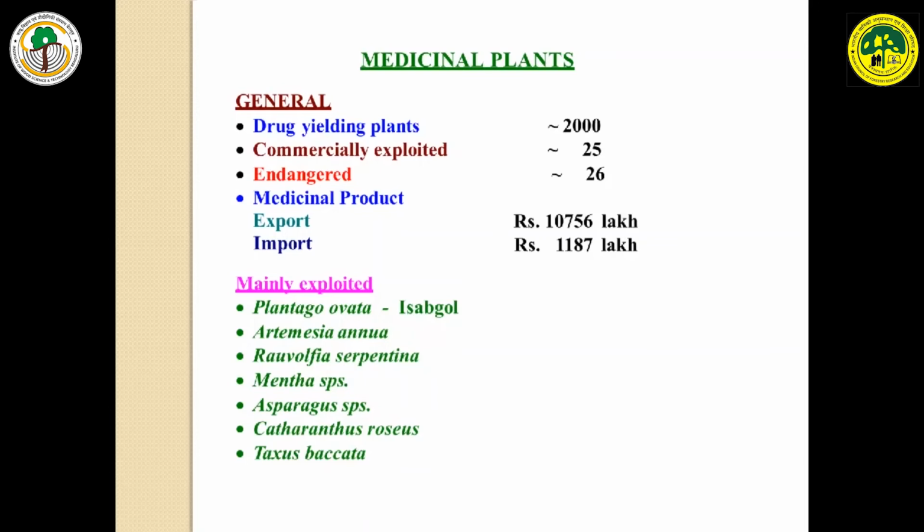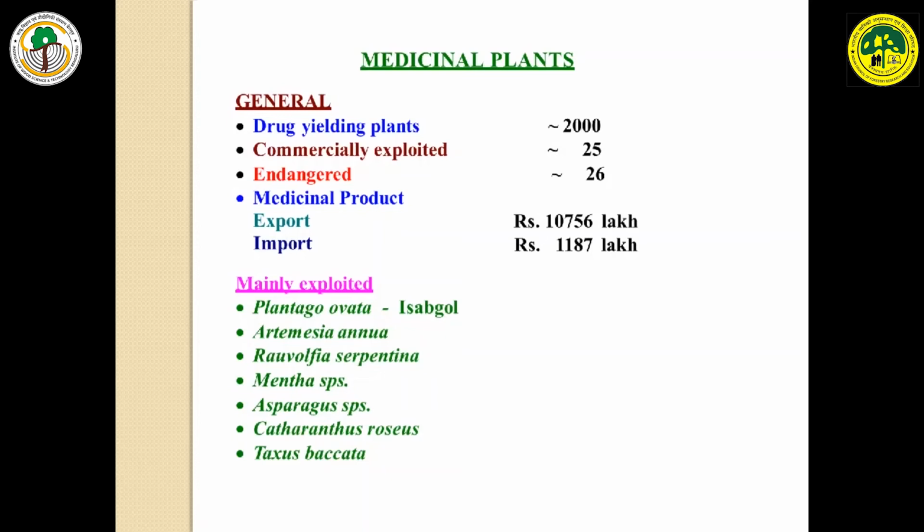Artemisia annua, again for the smell, the oil. Rauvolfia serpentina, sorry, Artemisia. There are two uses again. Artemisia is used as a medicine, and also for extraction of essential oils. Rauvolfia serpentina, then Mentha, Asparagus, Catharanthus roseus. Again, it is naturalized from the Madagascar islands. It was brought to India, and it is naturalized here. The roots and leaves both contribute to medicine. Two alkaloids, vincristine and vinblastine, are extracted from the roots and the leaves. Vincristine is extracted from leaves, and vinblastine is extracted from the roots.